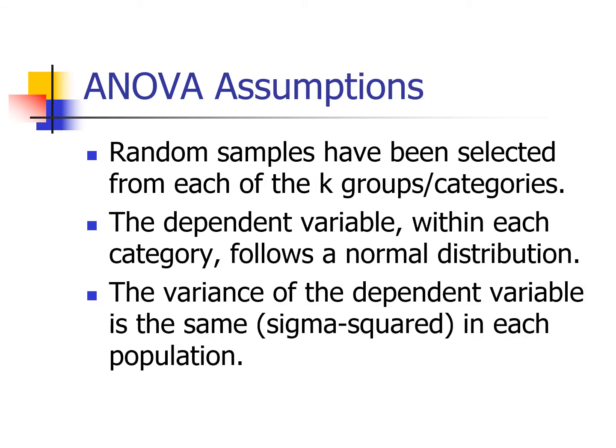So the ANOVA has some assumptions. They're essentially the same four assumptions that we had when we started talking about regression. The first is that we have random samples. Random samples have been selected from each of the K groups or categories.